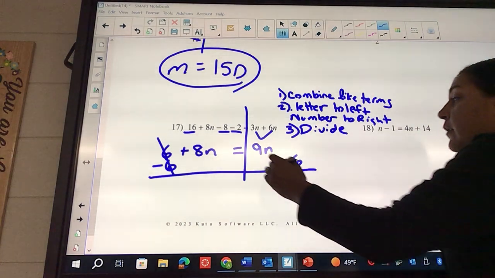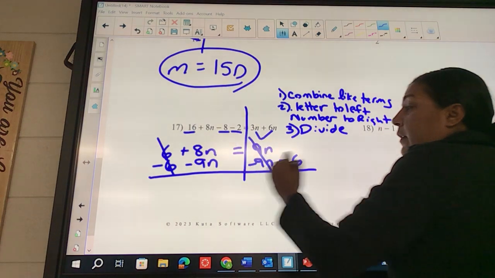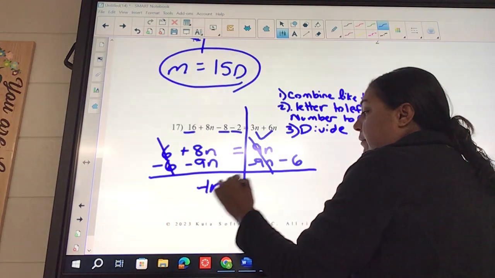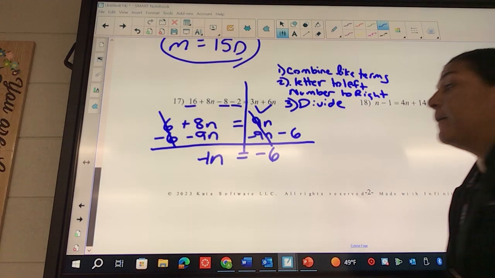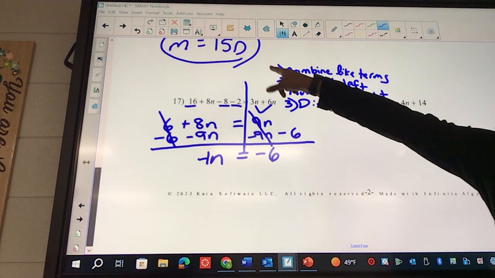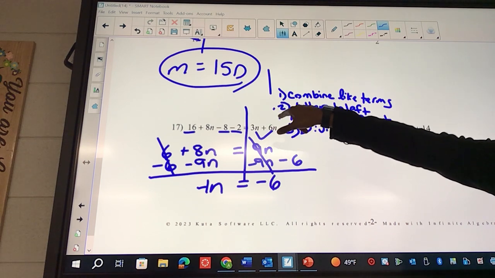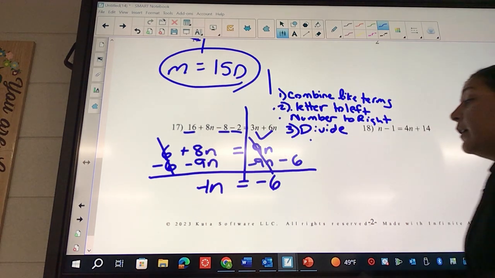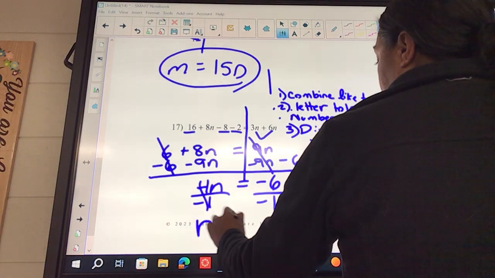Okay, and then what else needs moved? The 9. We're going to say minus 9n, minus 9n. Okay, so 8 minus 9 is going to be negative 1n equals negative 6. So we already combined it, right? We moved our letters to the left, we moved the numbers to the right, and our last step is always to do what? Divide, okay?